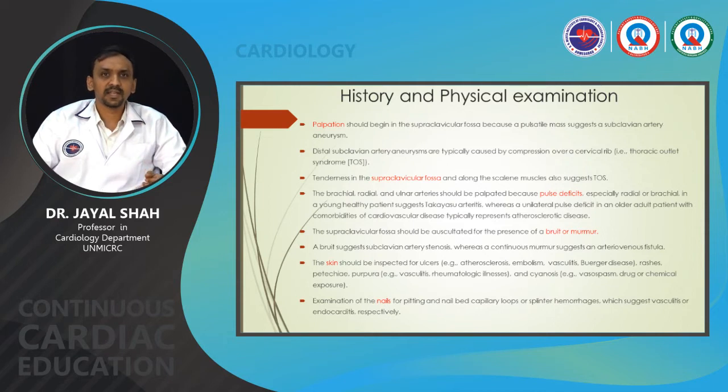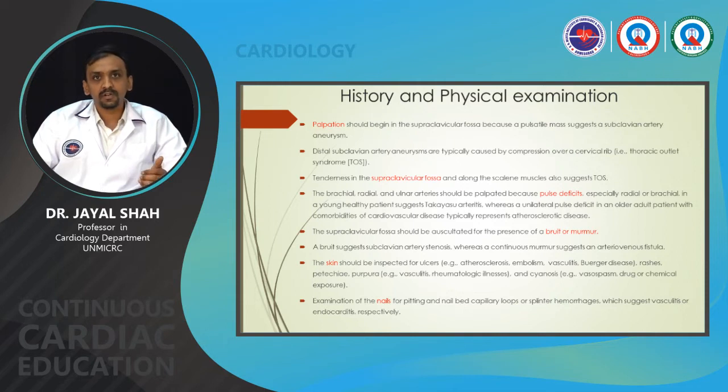Coming to the physical examination, palpation is very important. Palpation should begin in the supraclavicular fossa, because any pulsatile mass suggests a subclavian artery aneurysm. Then tenderness in the supraclavicular fossa and along the scalene muscles also suggests thoracic outlet syndrome. Then all the digital arteries of the upper limb should be palpated, because any pulse deficit suggests possible pointers to the etiology of the disease.